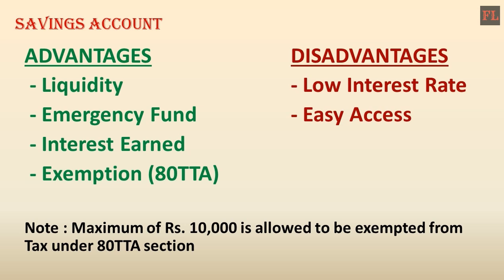Exemption under ATTTA. This is one of the most important features that it provides. Any interest earned in savings accounts is exempted from tax and deduction is made under the ATTTA section. So no need to pay any tax on the interest that you earn in your savings account. But the maximum amount of deduction that you can make under the ATTTA section is rupees 10,000. Now let's see what are the disadvantages. Low interest rate. The interest rate applicable is low compared to some other bonds or CDs. Easy access. Since it is highly liquid, you may withdraw money even if it is not necessary.